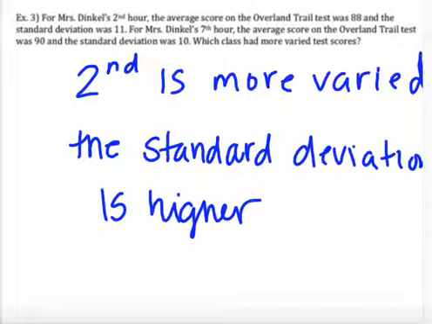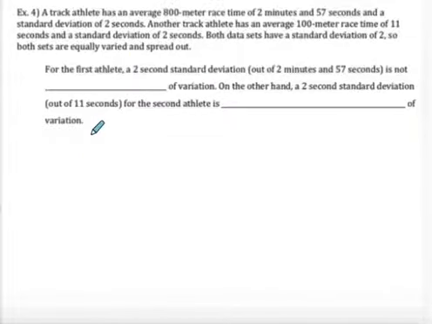All right, and example number 4. A track athlete has an average in the 800-meter race of 2 minutes and 57 seconds, with a standard deviation of 2. Another track athlete has an average on the 100-meter dash of 11 seconds, and the standard deviation is 2 seconds. Both data sets have a standard deviation of 2, so both data sets are equally varied and spread out. But we want to talk about that a little bit more.